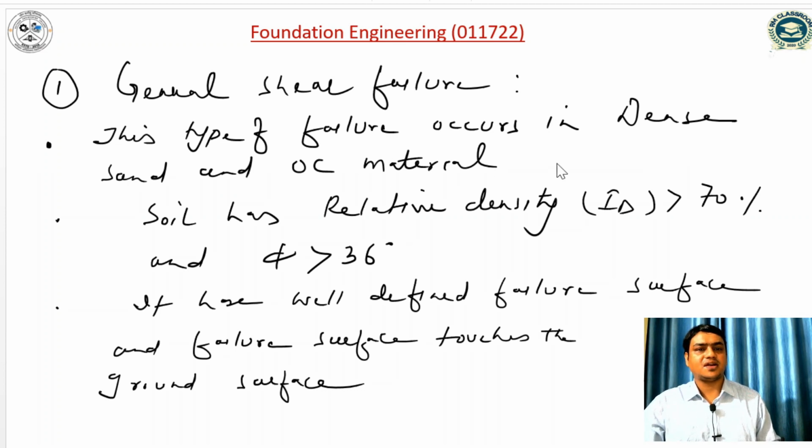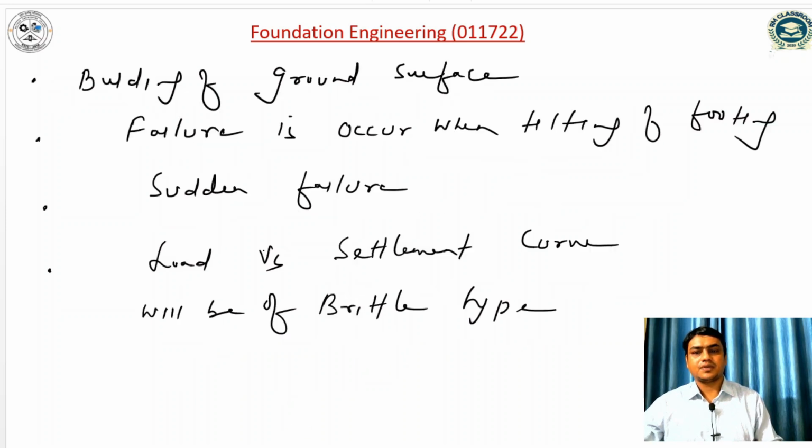This type of failure occurs in dense sand and OC material. Soil has relative density greater than 70% and angle of internal friction greater than 36 degree. It has a well defined failure surface and the failure surface touches the ground surface. Similarly, bulging of the ground surface will occur, and failure occurs with tilting of footing and sudden failure, and the load versus settlement curve will be brittle type.